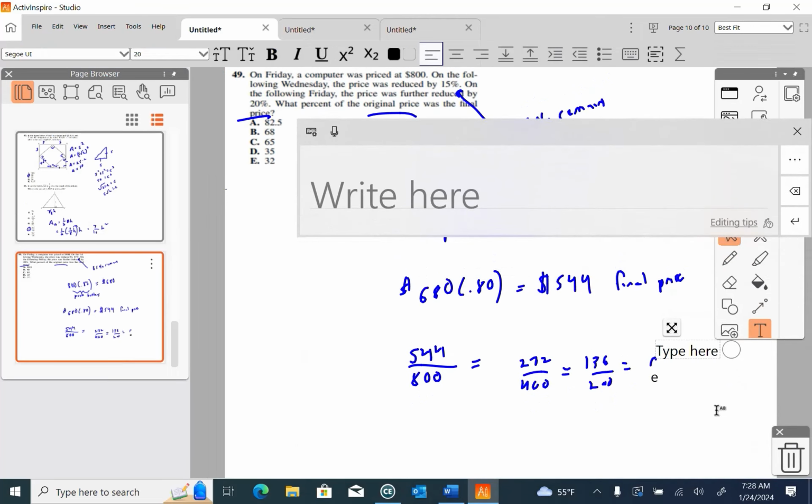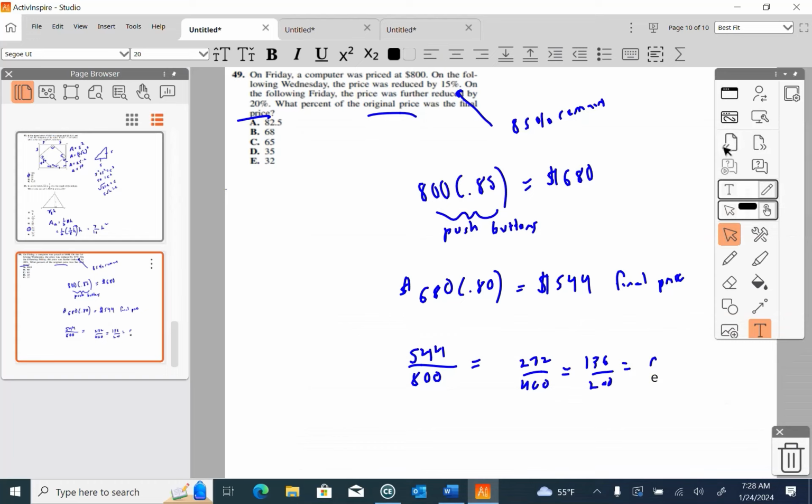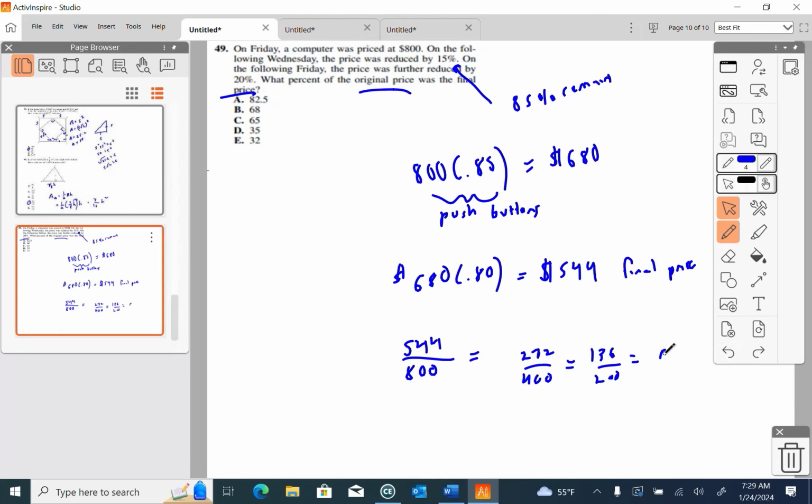I grant most kids are just going to push buttons. Anyways, that reduces down to 68 over 100, or 68%. Now again, you could just push buttons. But whatever, there you go.